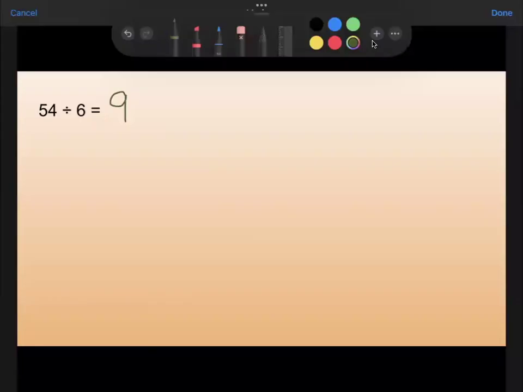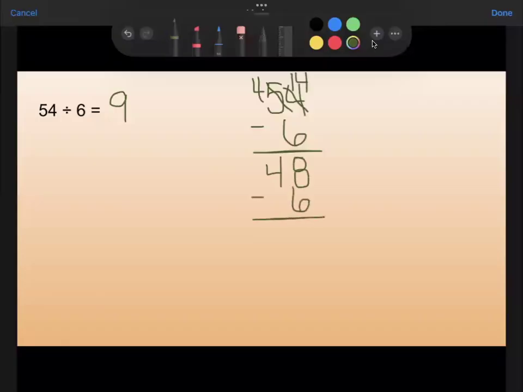So to do that method, I would start with 54 and I would subtract 6. Now, when I do this, I can't take 6 away from 4. So I'm going to cross that off and make that 4 and make this 14, which means this would be 8 and this would be 4. Okay, now I'm going to subtract another 6, which would give me 42. I'm going to subtract another 6.